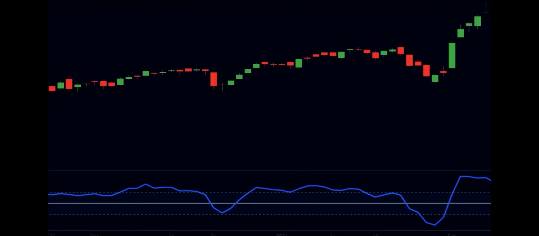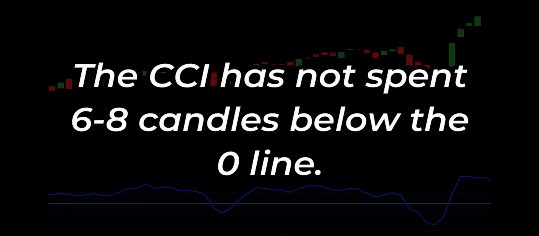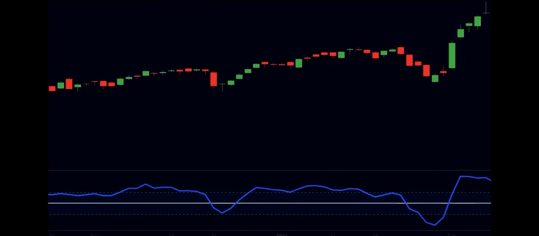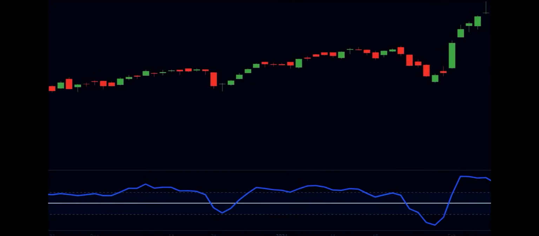Should we sell? The answer is no, we should not sell. This is because the CCI has not spent at least 6 to 8 candles below the zero line. Which means that we still believe that the price is in an uptrend. Therefore, in an uptrend we will avoid any sell signals. And as you can see, had we sold here, we would have incurred a loss as the price made a massive up move. If the CCI does spend 6 to 8 candles below the zero line, then it will be declared as a downtrend. After that point we can sell at minus 100 crossovers.